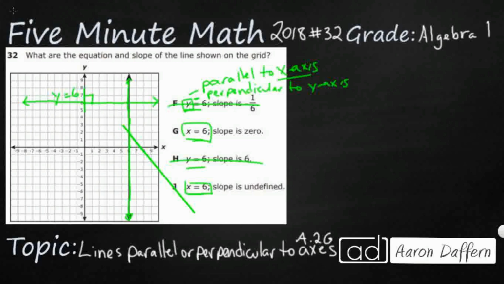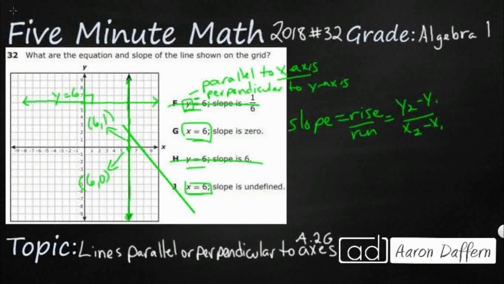Well, slope, remember, is rise over run, or we can think of it as change in y over change in x. So you know what? Let's just take 2 points and map it out here. So that is x of 6, y of 0. And let's just do the one right above it. X coordinate is 6, y coordinate is 1.